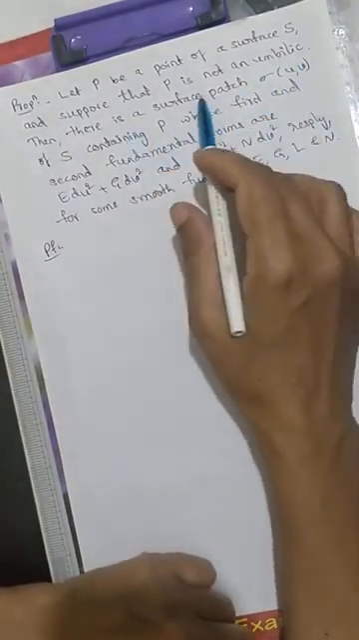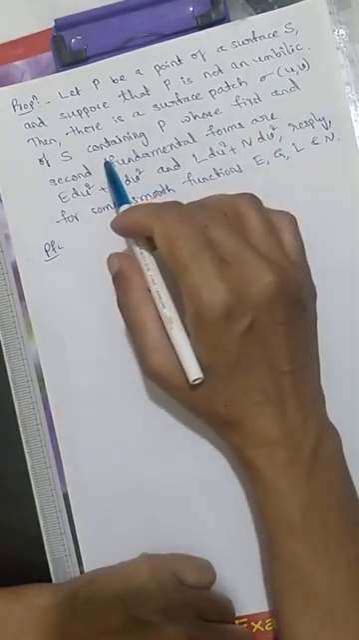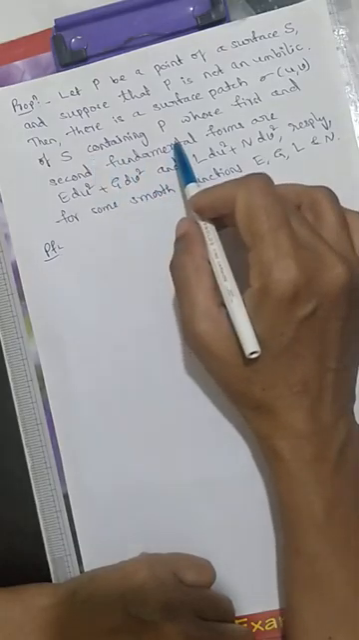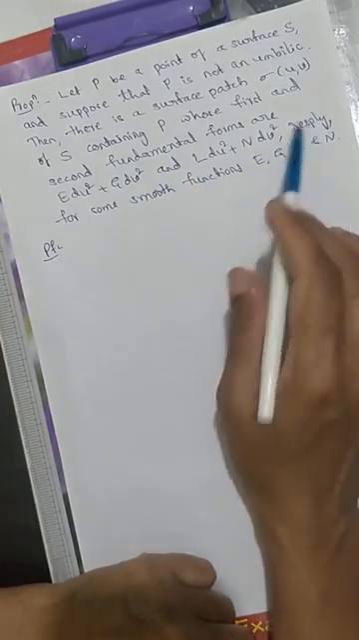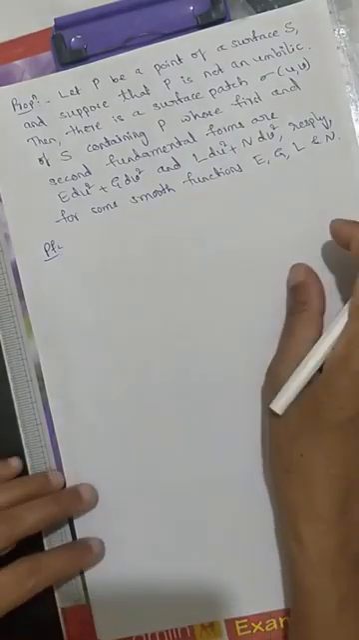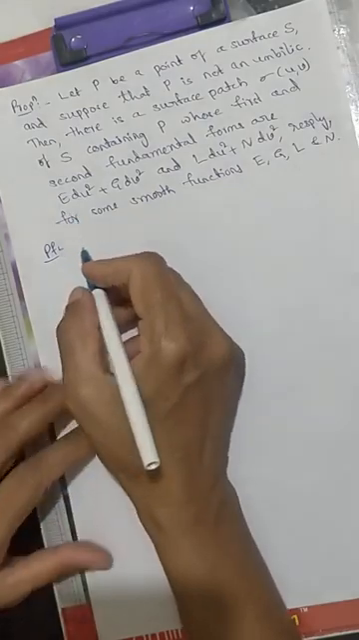Let P be a point of a surface S such that P is not an umbilic point. Then there is a surface patch sigma of S containing P whose first and second fundamental forms are E du square plus G dv square and L du square plus N dv square respectively, for some smooth functions E, G, L and N. The proof.